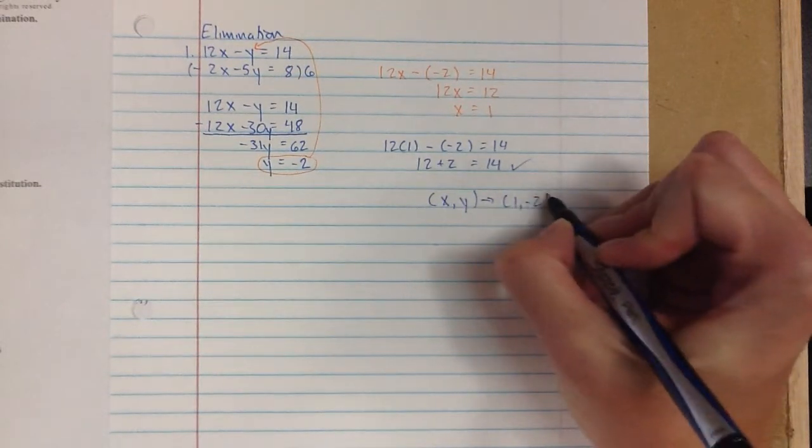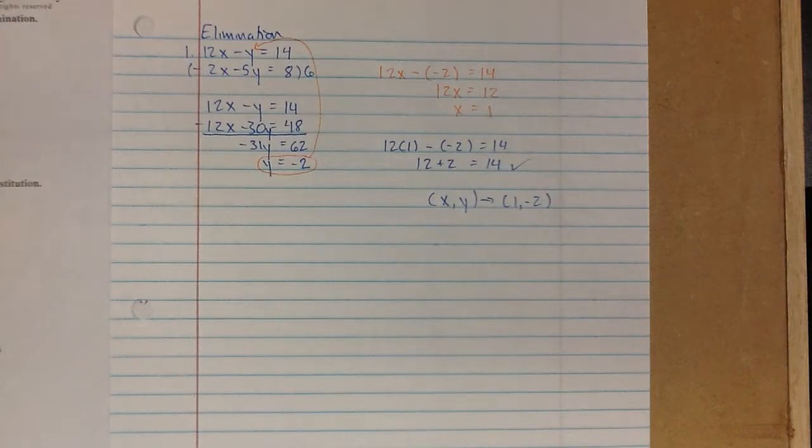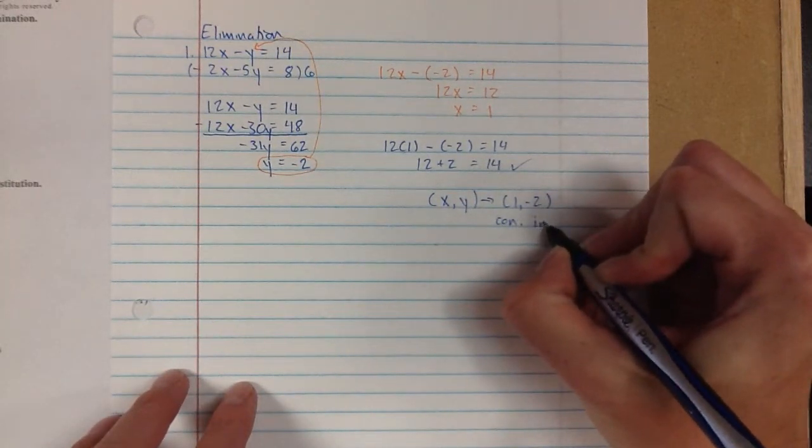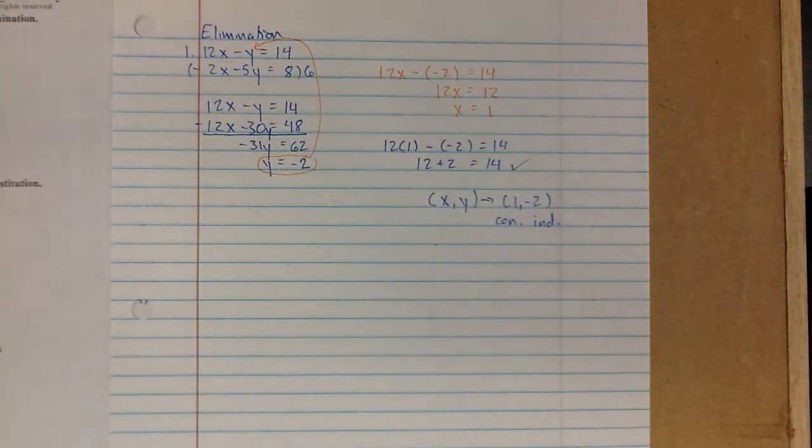Is 1, negative 2. So, from what we did yesterday, what's going on at 1, negative 2 on a graph? What's happening there? They're intersecting. Right, they're intersecting. What type of system is that? We named them, remember, consistent, inconsistent. What type is this? Consistent, independent. Yeah, good. Inconsistent is parallel. Okay? Consistent, independent.